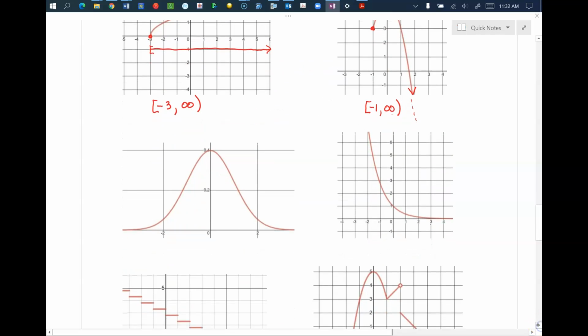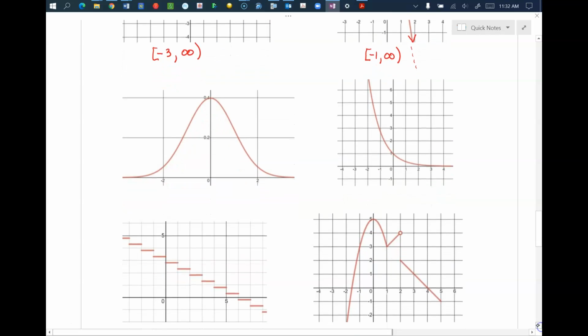So what I would like you to do with the next four, well, let's say the next two, is pause the video and determine their domains. If you said negative infinity to positive infinity for both, you are correct. The one on the right might give you a little bit of trouble because it looks like on the left hand side the graph is straightening up, but it continues to go out there towards negative infinity in the horizontal direction.